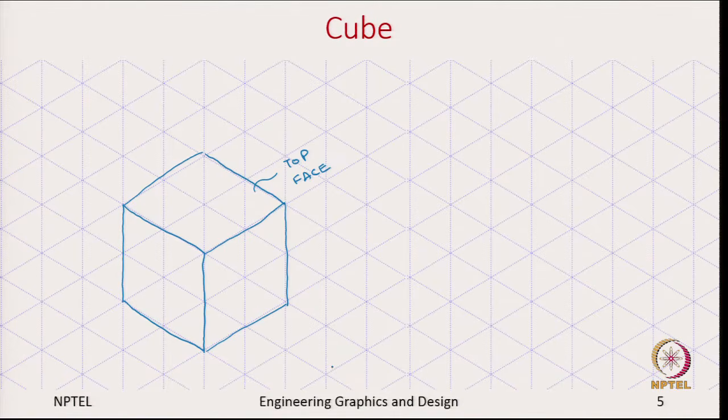This is one way of representing the cube, where we are looking at 3 faces of the cube from an inclination from the top, but we can represent the same cube where we are looking at it from down. That can be shown. Let us first show the bottom face of the cube.